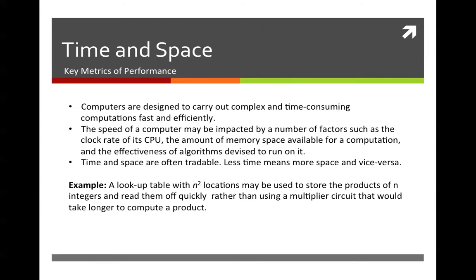The speed of a computer may be impacted by a number of factors, such as the clock rate of its CPU, central processor unit, the amount of memory available for a computation, and the effectiveness of algorithms devised to run on it. Time and space are often tradable. That means we could have more space for less time, or vice versa.